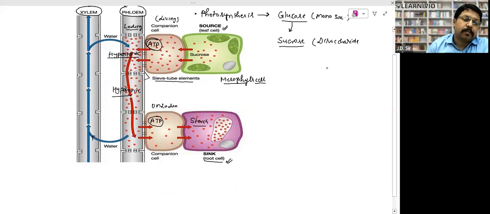So what happened? This is the leaf. Try to understand. So preparation of food is done in the form of glucose, right? How it is transported? In which form it is transported? Tell me. Transportation of sugar takes place in the phloem tube through which of the following form of sugar? Any idea?